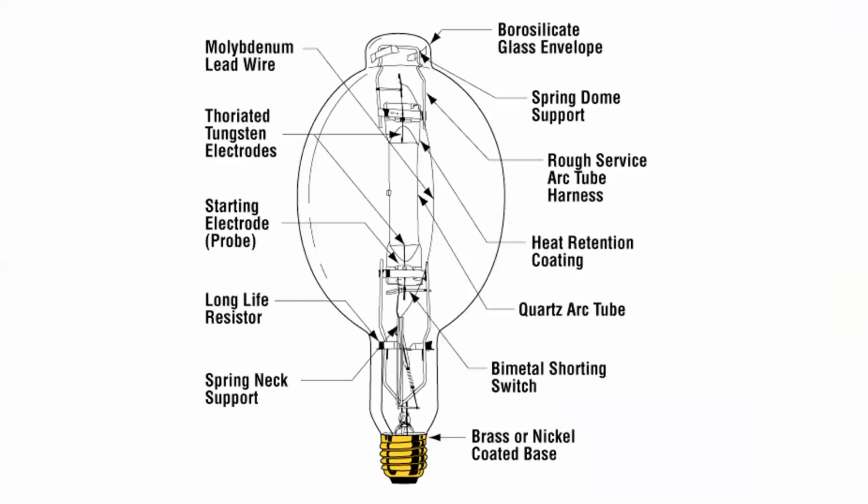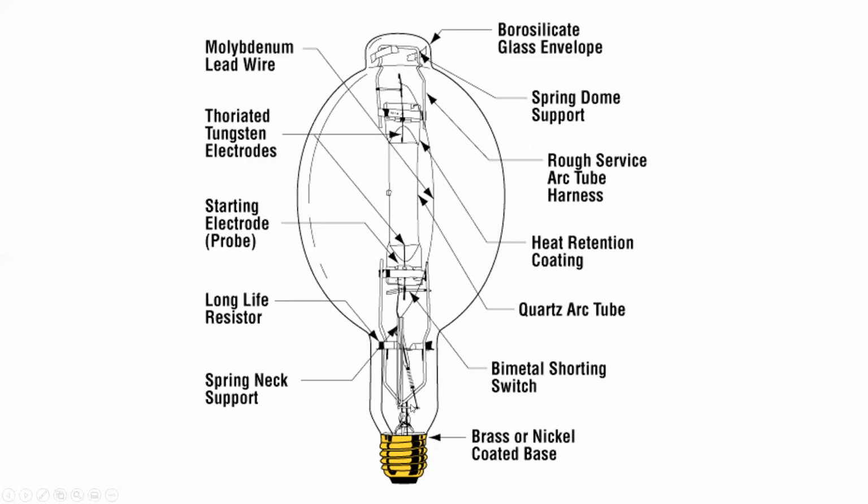Inside a typical HID lamp, you have a rather large globe, and then inside that, the arc tube, and then you also have a bimetal shorting switch. So on a metal halide, you have a small resistor. It's right here, and that resistor is what's initially connected in series with the arc tube when you first turn the switch on.